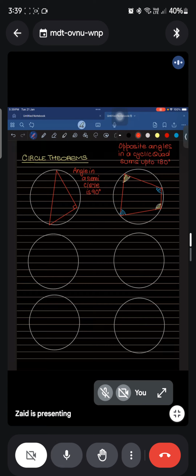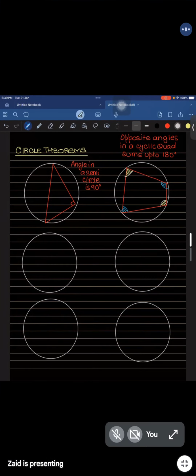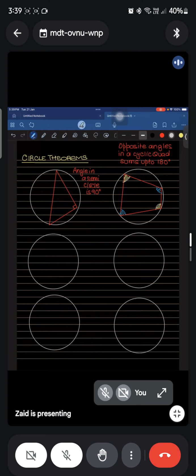Shazin, what's a cyclic quadrilateral? Sir, I was asking the same. I just told you. Who's going to tell what's a cyclic quadrilateral? I don't know, sir. Zainab, can you try?